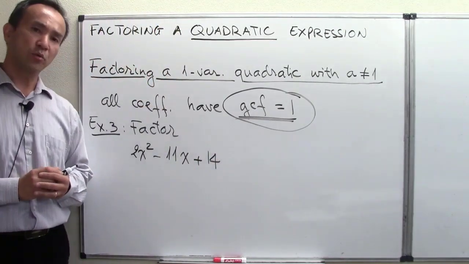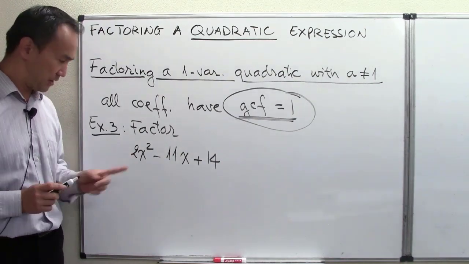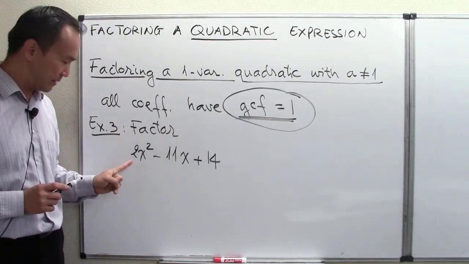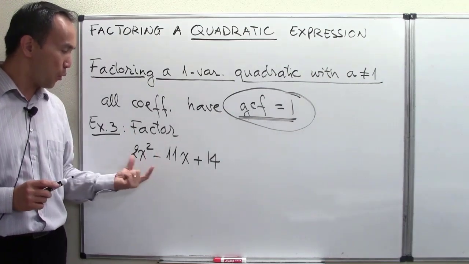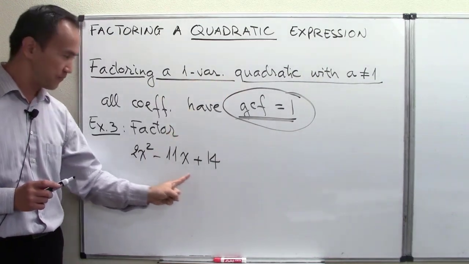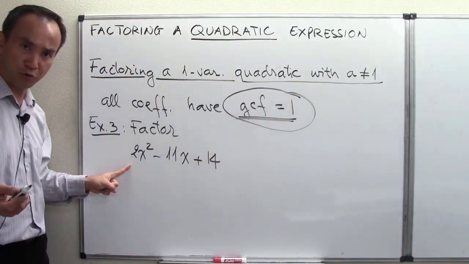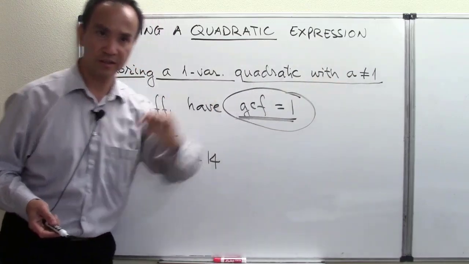All right, so here we are at another example. In this lecture, I call that example 3, and we are instructed to factor this quadratic expression. Still a one variable quadratic expression. Leading coefficient a equals 2, not 1. Leading coefficient other than 1.